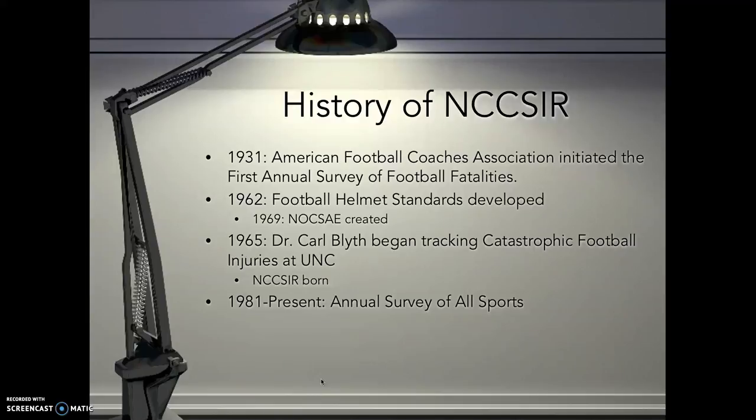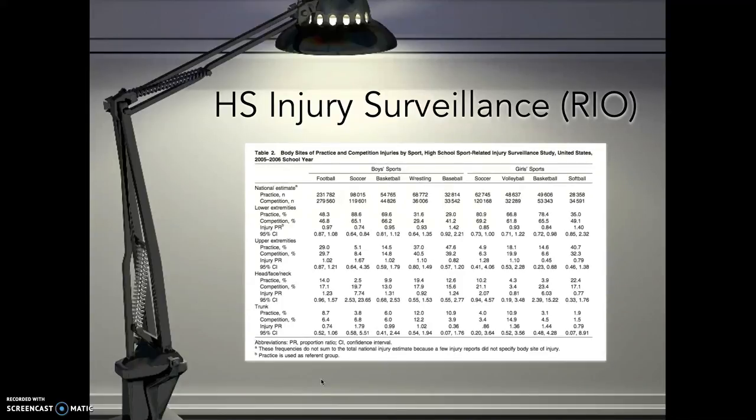So you probably know already that NOCSAE is the National Operating Committee on Standards for Athletic Equipment, and they are a nonprofit, nonpartisan group, not associated really with anything, that sets standards for football helmets along with other equipment. Also significant is that in 1965 was when catastrophic football injuries were beginning to be tracked at UNC by Dr. Carl Blyth. In essence, that was when the NCCSIR was born. Okay. In 1981, NCCSIR switched from just looking at catastrophic football injuries to surveying all the sports, and that's what they're doing at present. Okay. All right, so let's take a look at this chart here then.